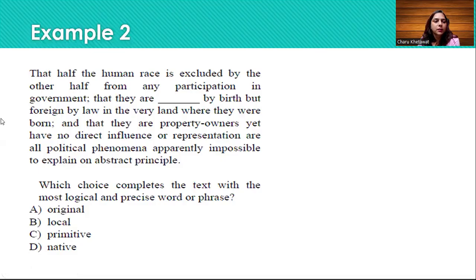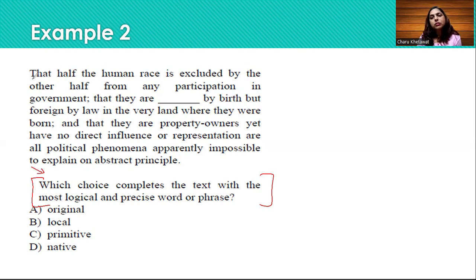Look at this example now, and let's see how your keyword is going to help you. Which choice completes the text with the most logical and precise word or phrase? Did you notice that I'm reading the question first? I'm not reading the sentence. Why? This is the basic strategy you should apply in all the SAT questions: read the question stem, then the text.